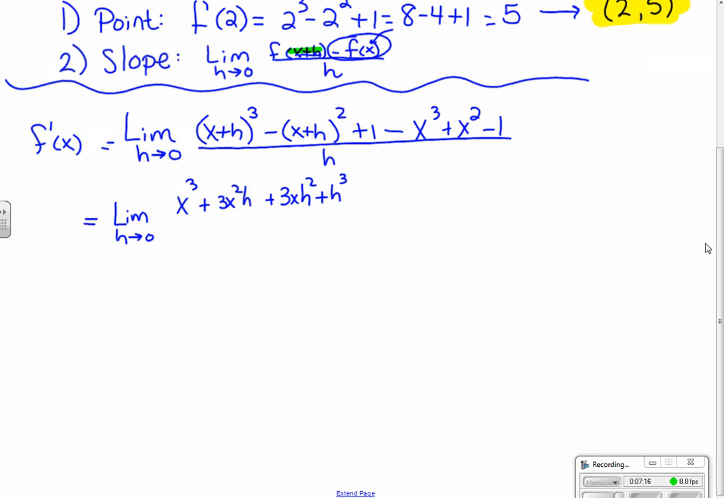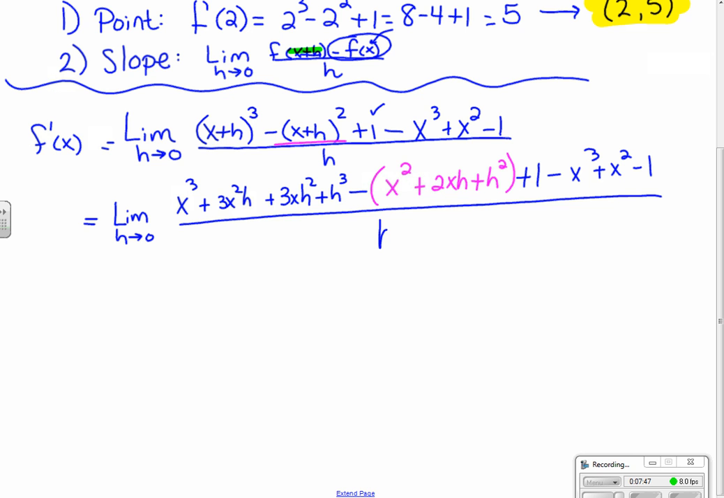Now, the next one I need to expand is minus all this squared term. So squaring x plus h is like taking x plus h times x plus h. That gives me an x squared plus a 2xh plus an h squared. Finally, I will add 1, because it's right there. Don't forget that one. Minus x cubed plus x squared minus 1, all over h.